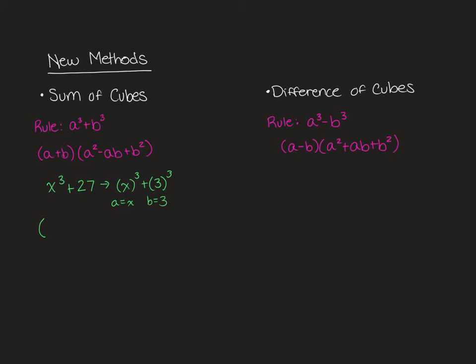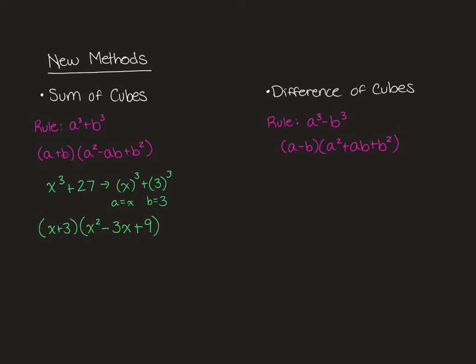So we will have a plus b, so x plus 3, and then a squared, so x squared, minus a times b, so x times 3 is 3x, plus b squared, 3 squared is 9. And that's your factored form. 9 times out of 10, this will not factor anymore.